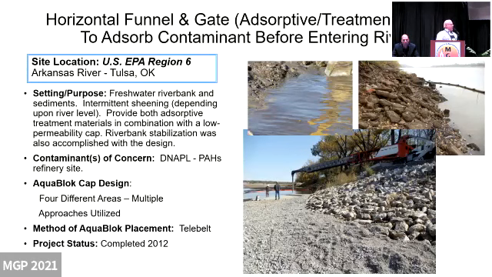Another example of the same concept, the horizontal funnel and gate, is at a site down on the Arkansas River where materials were placed sequentially. First, organoclay was placed along a shallow shoreline area, and then aqua block was placed over the top of that. We actually did a number of different caps at this particular site using both aqua block and organoclay and combinations of it to take a look at what options might be available for more of a full scale implementation. And that is going to move forward fairly soon.